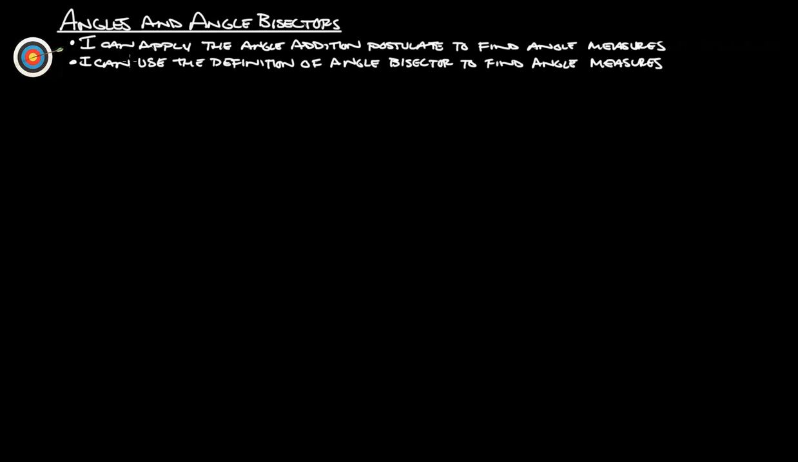I'm going to take you through the notes on angles and angle bisectors, okay? At the end of this, you should be able to say, I can apply the angle addition postulate to find angle measures, and I can use the definition of angle bisector to find angle measures.